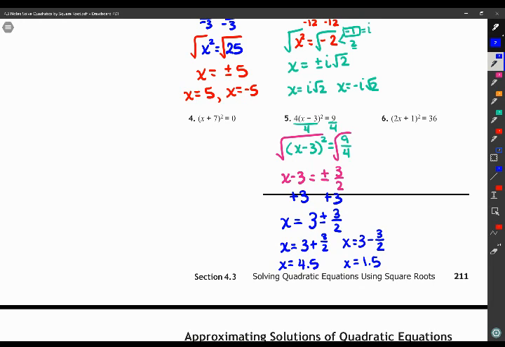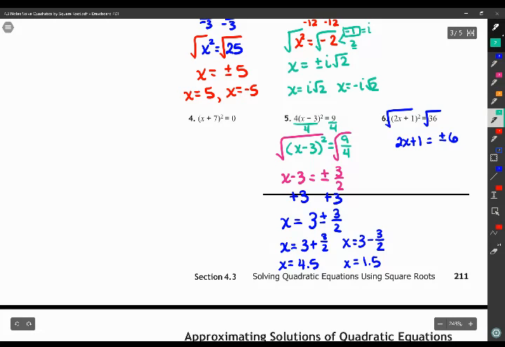Okay, but you can't just leave it as 3 plus 3/2 and 3 minus 3/2. If it's regular numbers that you can combine, you have to combine them. And then our last one, I'd take the square root of both sides. So this gives me 2x plus 1 is equal to, again, plus or minus 6, because I drew the square root sign. And the reason I can jump right to taking the square root is because the parentheses raised to the second power are already isolated. And so I'm going to subtract 1 from both sides.